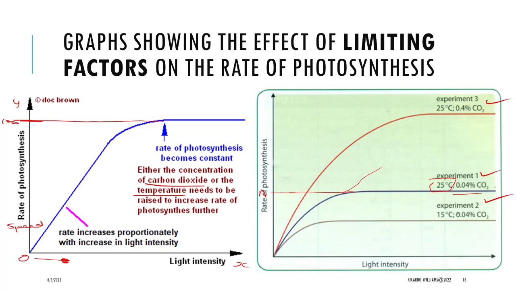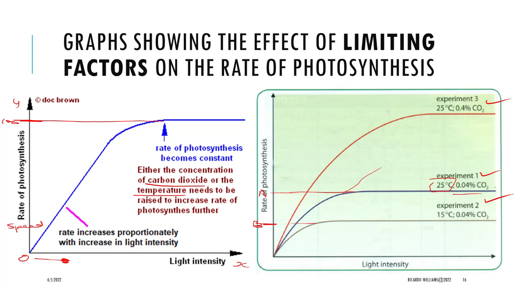Okay? In experiment 2, note that it was done at a lower temperature with the same amount of carbon dioxide. The carbon dioxide concentration in experiment 1 and experiment 2 are the same, but the temperature is lower, which means that the rate is going to max out at B, which is earlier than A, which means that temperature is the limiting factor here. If we increase the temperature up to 25, then the rate will go further up to A before temperature and carbon dioxide become the limiting factors again.